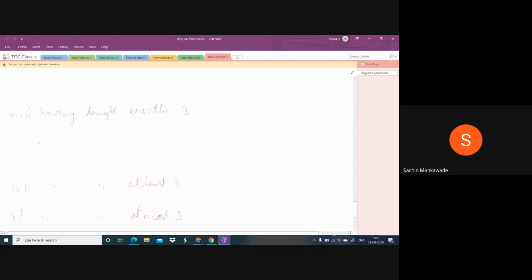Okay. Having length exactly 3. What is it now? The length is 3. This is 1, and this is 2, this is 3. So the first symbol can be A or B, the second symbol can be A or B, and the third symbol can be A or B. So the first can be A or B, this is the expression, followed by the second symbol A or B, this is the expression, and the third can be A or B. So this is the expression for having length exactly 3.